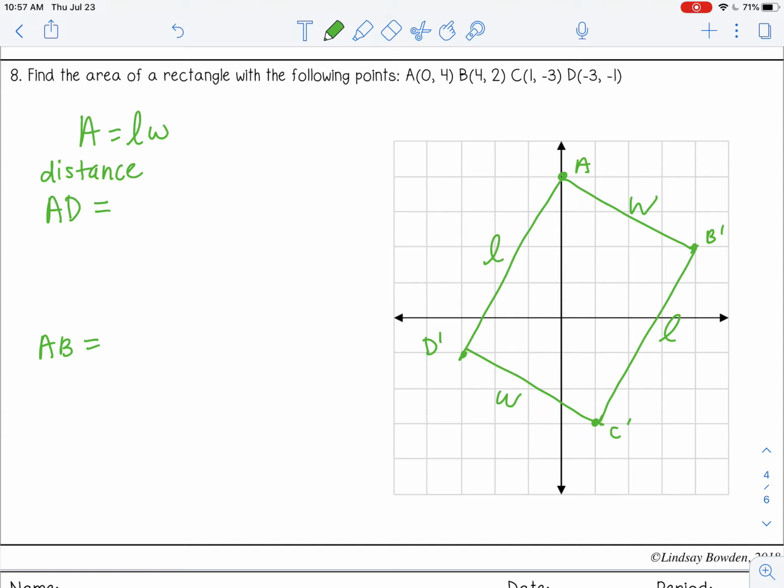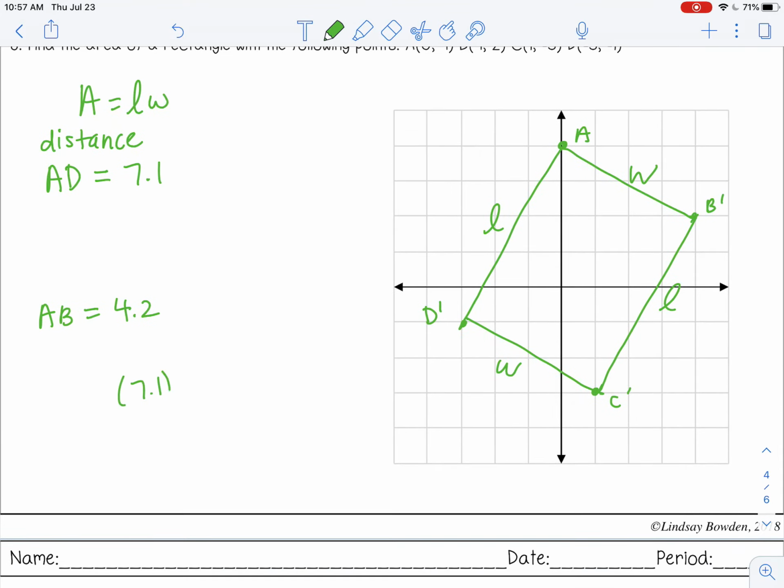All right, so for my length, I got 7.1, and for my width, I got 4.2. So 7.1 times 4.2, multiply those together. And you get 29.82 units squared. Okay, you can go ahead and stop the video now and try the practice and check it with your teacher.